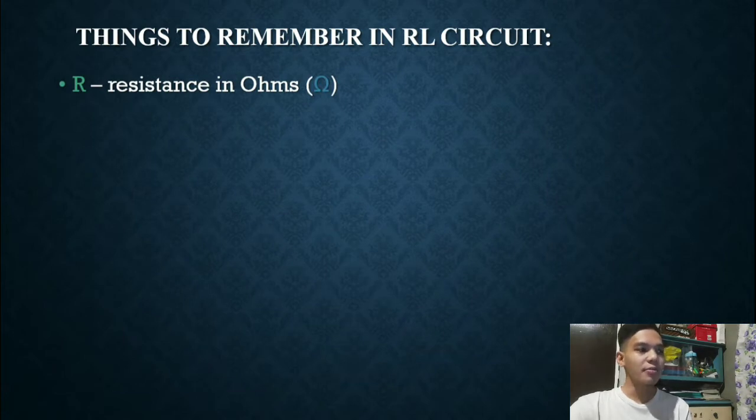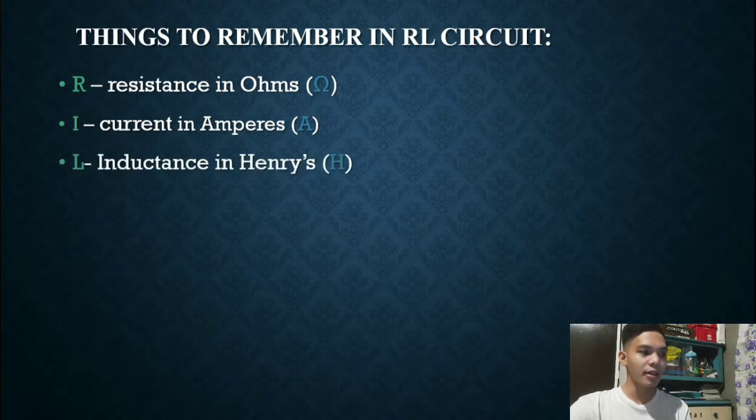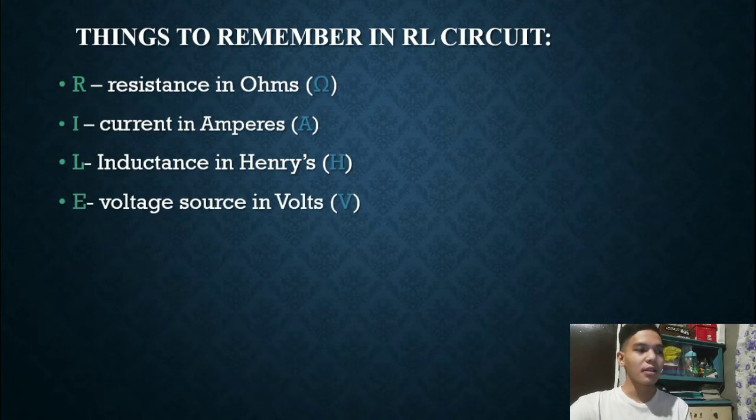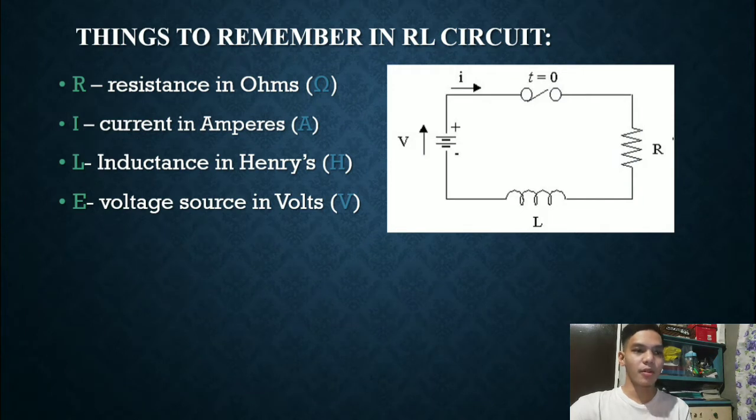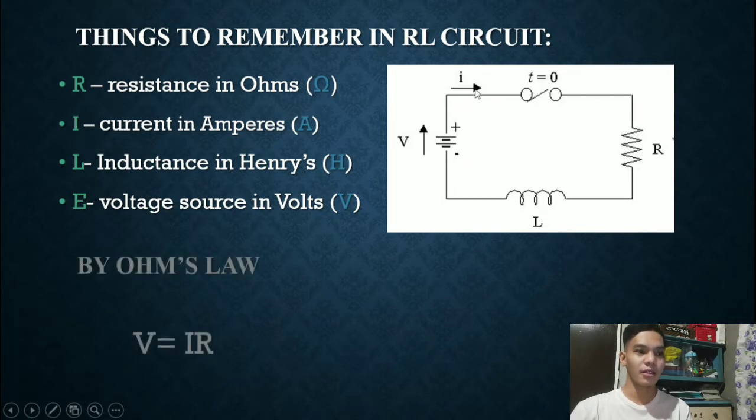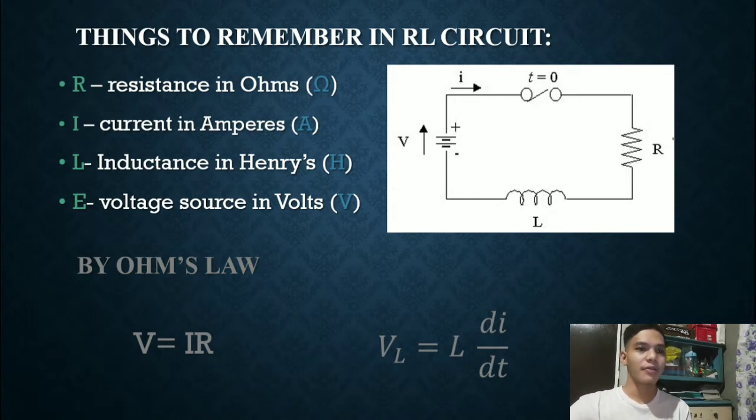First, there is a resistance present in ohms, I or rather current in amperes, L stated as inductance in henries, E voltage source in volts. Here is the example of the simple RL circuit. Here you can notice the four major components of an RL circuit present in the circuit: V for voltage source, I for the current, R for the resistor or resistance, L for inductance.